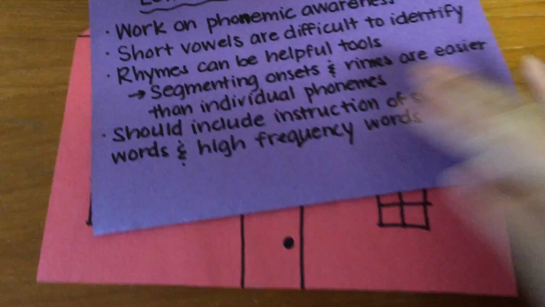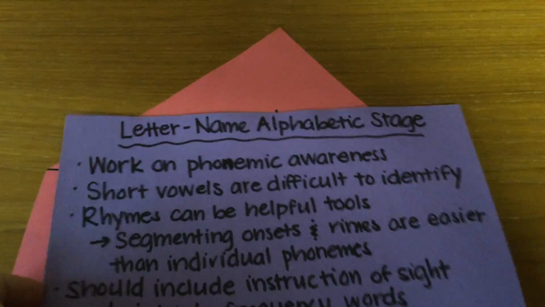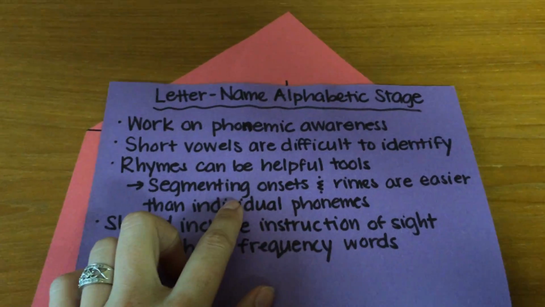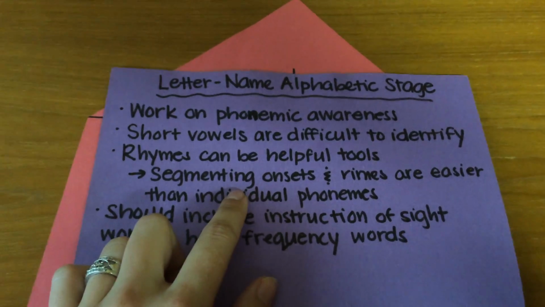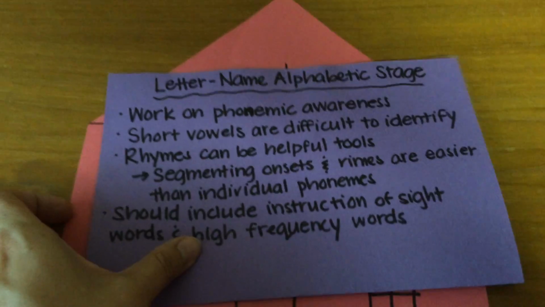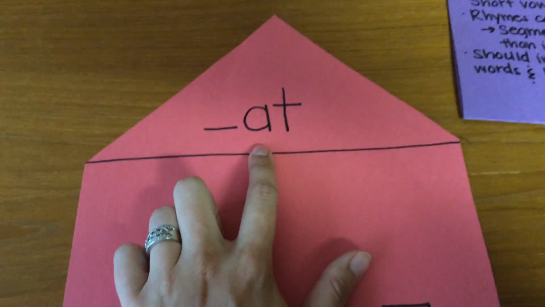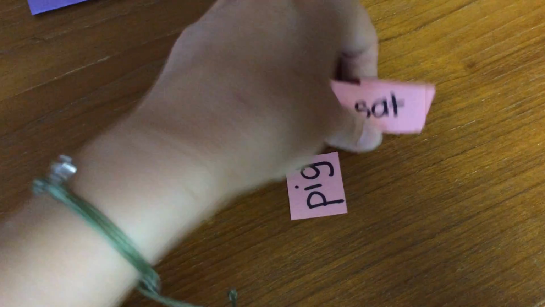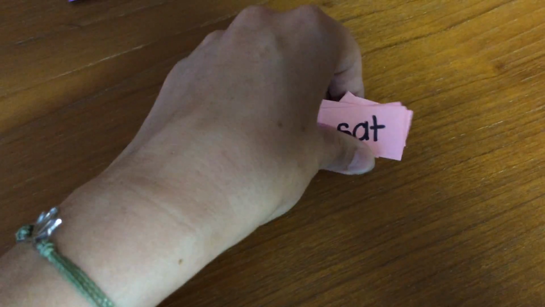So this is a great activity because rhymes can be really helpful tools for students in this stage. Segmenting onsets and rhymes are much easier than segmenting individual phonemes. So before students are really reading, they can use the word family activity, the word family sort, to understand how words are made up.